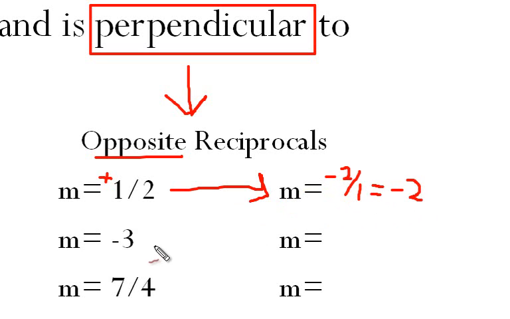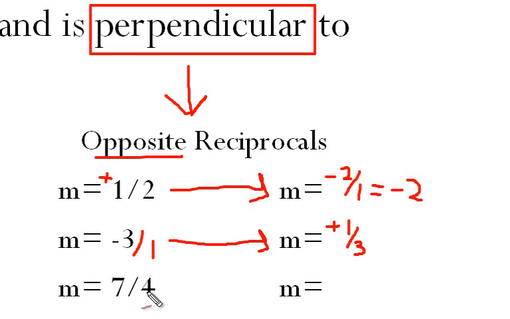For this next one, we have a slope of negative 3. So if we take the opposite reciprocal, we're going to take the opposite, so instead of negative, we're going to change this to positive. We could think of this as negative 3 over 1. So if we flip this fraction, we're going to have 1 divided by 3. So this would just be positive 1/3.